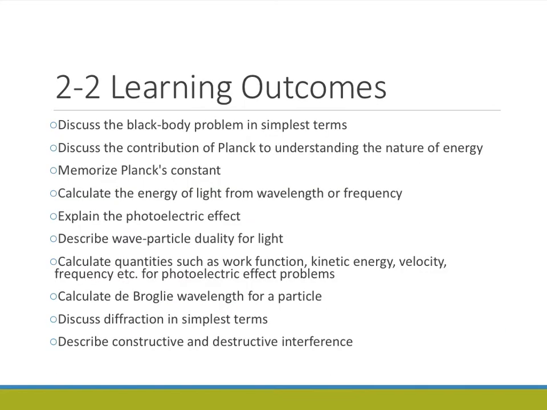In section 2, we're going to talk about the failings of classical mechanics. So we're going to discuss the black body problem in simplest terms, discuss Planck's contribution to energy. You'll have to memorize Planck's constant. Calculate energy of light from wavelength or frequency. We'll talk about the photoelectric effect and describe Einstein's wave-particle duality of light. We'll calculate quantities such as work function, kinetic energy, velocity, frequency, etc. for photoelectric effect problems. You'll also need to be able to calculate the de Broglie wavelength for a particle, and we'll discuss interference and diffraction in simplest terms.